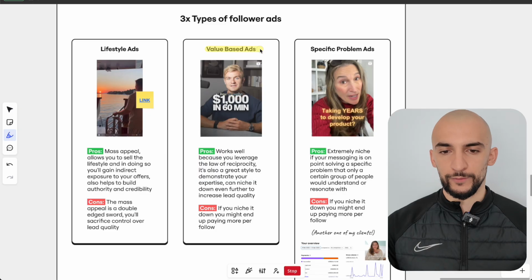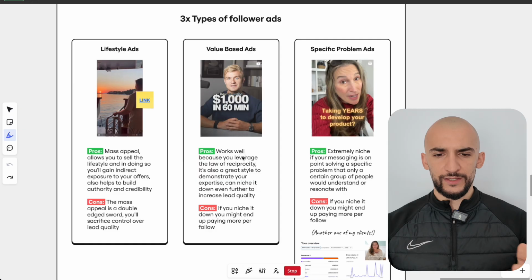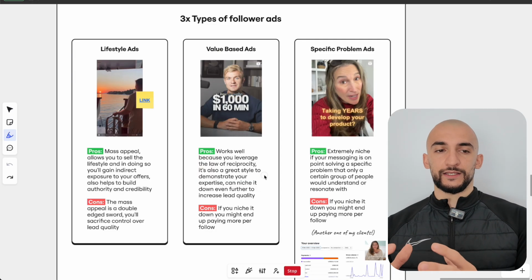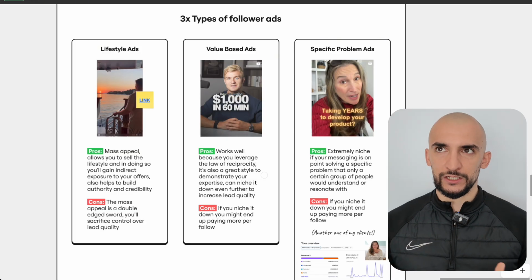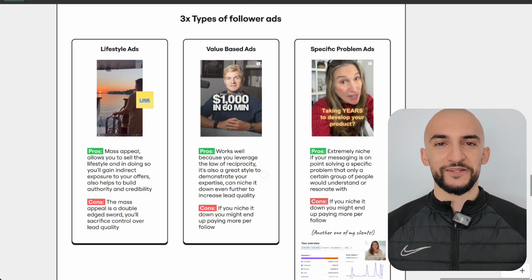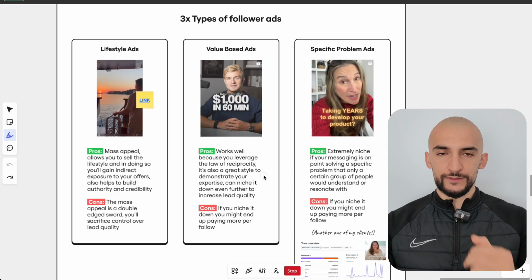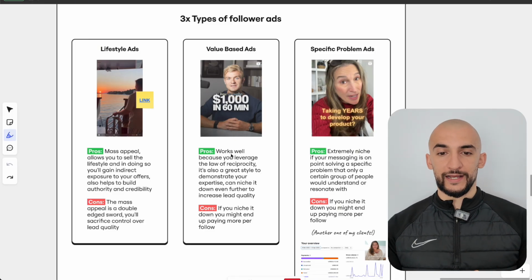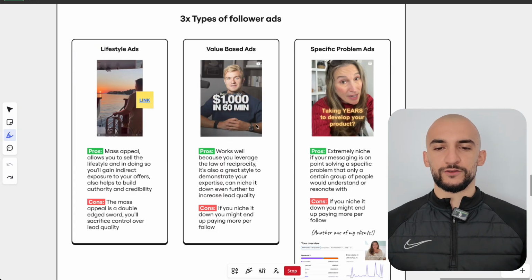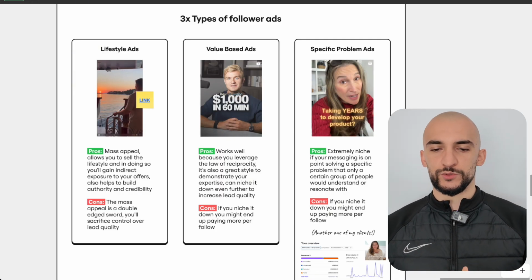You also have value-based ads. You can see here how to make $1,000 in 60 minutes. These work well because you leverage the law of reciprocity, basically providing value without expecting anything in return. Naturally, people are going to want to repay you in some way, and that could be as little as just visiting your Instagram and dropping you a follow. It's also a great style to demonstrate your expertise. Obviously, if this guy has a really good method that he's come up with, which enables him to generate $1,000 in 60 minutes, it's going to show that, okay, this guy knows his stuff, right? He knows what he's talking about.